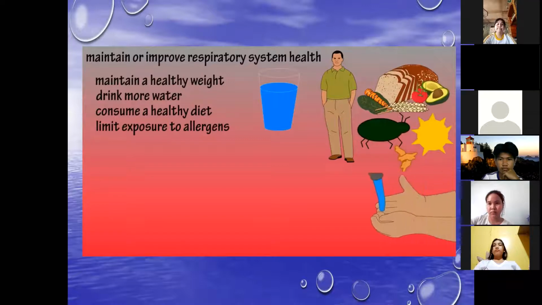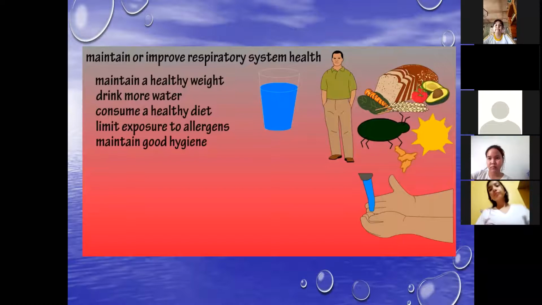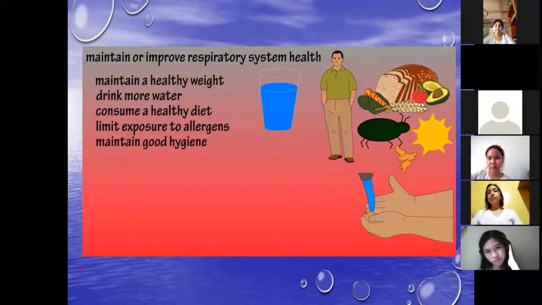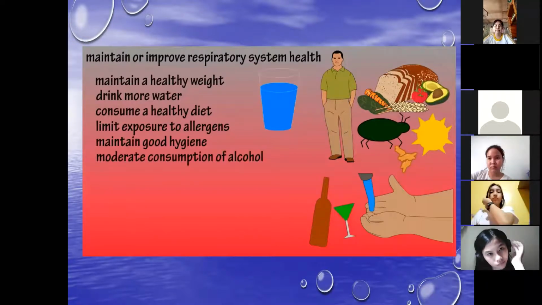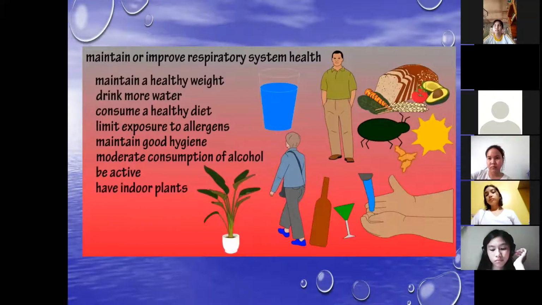Maintain good hygiene. Many respiratory viruses are transmitted because of bad hygiene and poor hand washing. Don't overconsume alcohol. It dehydrates the body and weakens the immune system. Get more active. Regular aerobic activity can help your respiratory system. Add indoor plants. Plants have been shown to help improve air quality.